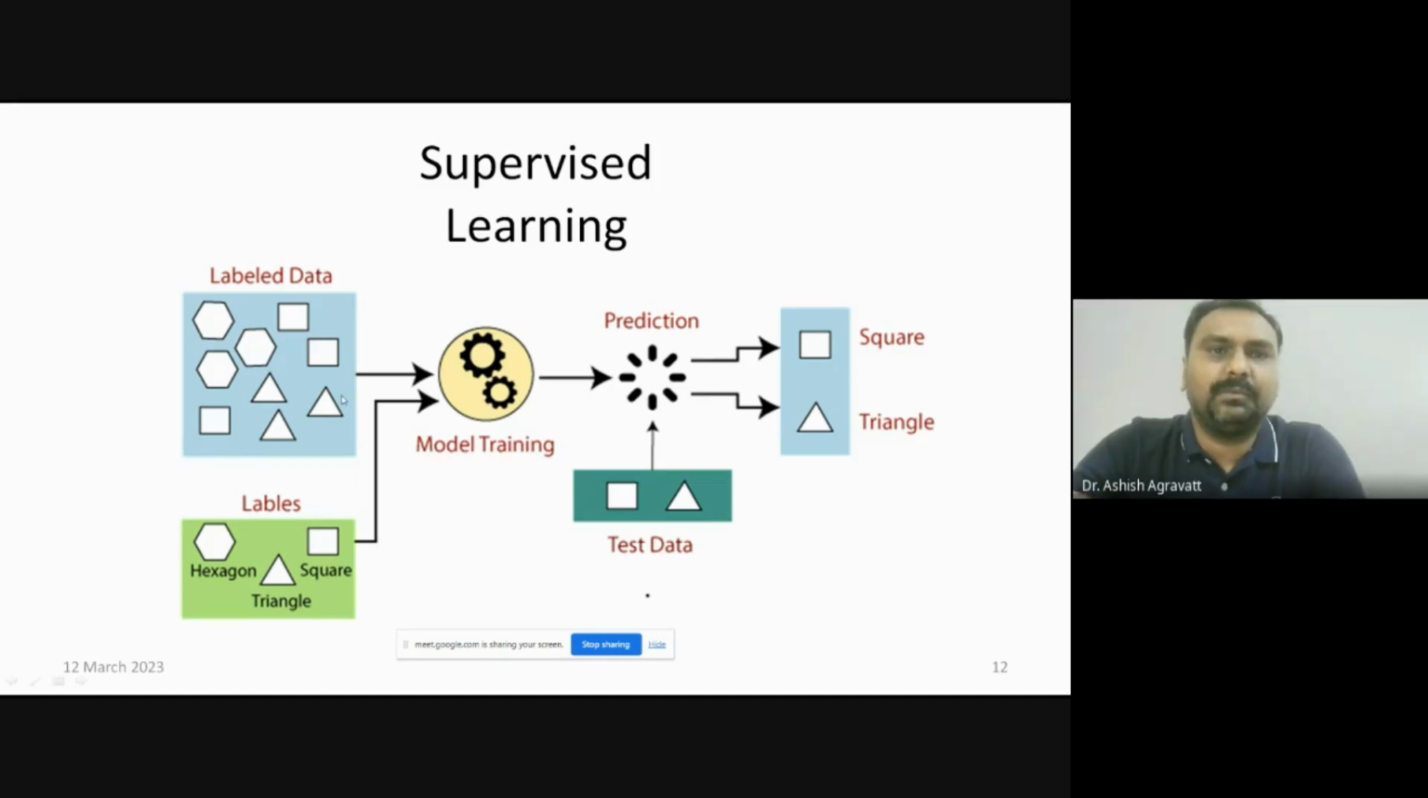So suppose these are our data. The characteristic or feature of it is the shape, the different shapes. As a human, we give the labels like this is a hexagon, this is a square, this is a triangle. And when we feed the data, when we train the model, and then add our test data, the machine will automatically predict that this is a square, this is a triangle. So this is a type of supervised learning, which is a type of machine learning.